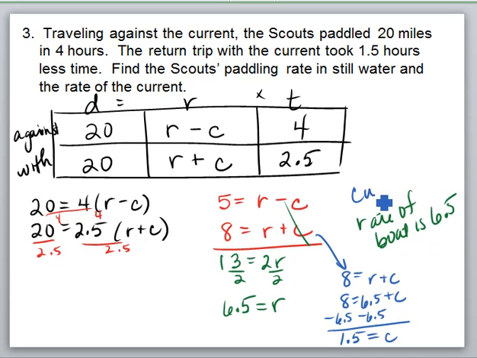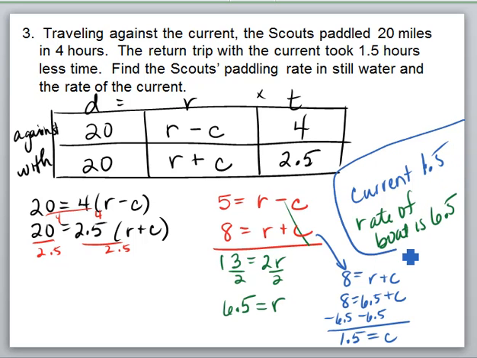So the current is at 1.5 miles per hour. I was supposed to find the rate in still water, and the rate of the current. So that's the rate of the boat and the current.